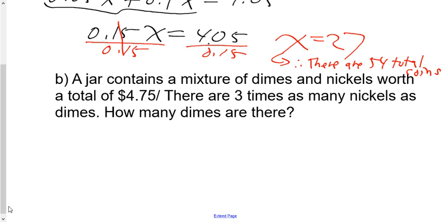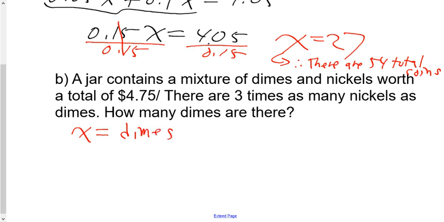Our variation of this particular question is really interesting because it says a jar contains a mixture of dimes and nickels worth a total of $4.75. Now, different than the first question, they aren't the same number of coins. There are 3 times as many nickels as dimes. So the first thing we have to do is figure out that x can't represent the number of nickels and dimes because they're different. But x can represent the number of dimes.